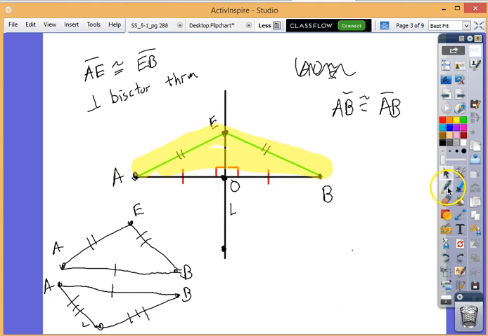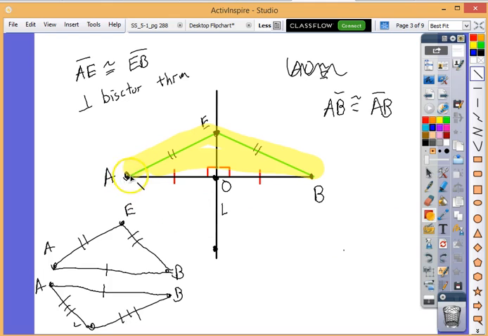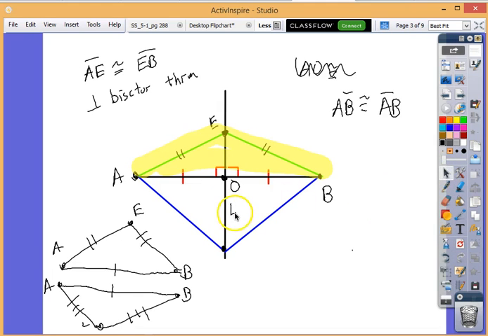And so her picture would have looked like this. And now it's really obvious that those 2 triangles aren't congruent. L is still on the perpendicular bisector, so those segments are still congruent to that segment, but it does not imply that the top triangle and the bottom triangle are congruent.